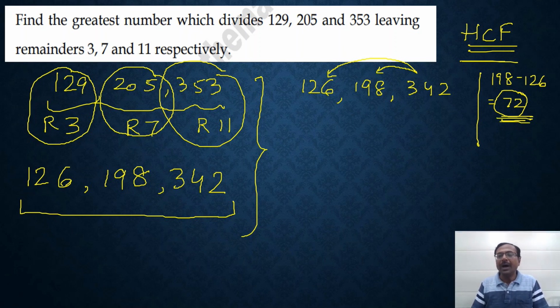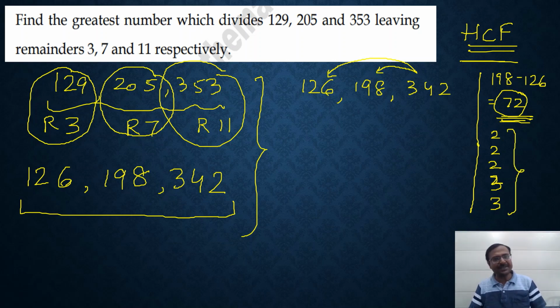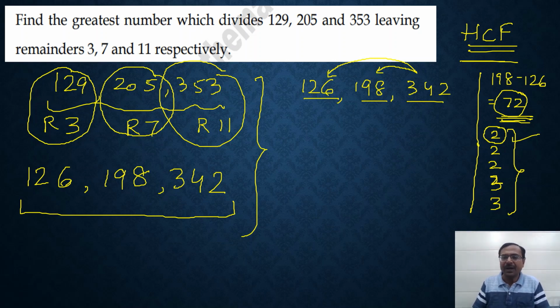Now what will I do? I'll break this 72 into its prime factors. So 2 times 2 times 2 times 9, so 3, 3, 2, 2, 2, 3, 3. These are the prime factors of 72. Now I'll take them one by one. Does this 3 divide 126, 198 and 342? Yes, it does. So I'll have 63, I'll have 99 and I'll have 171.